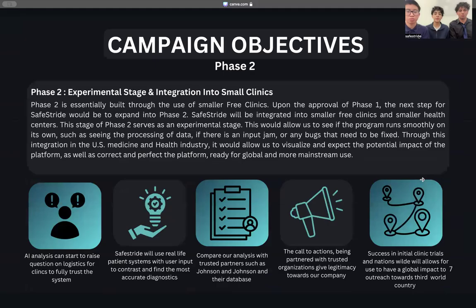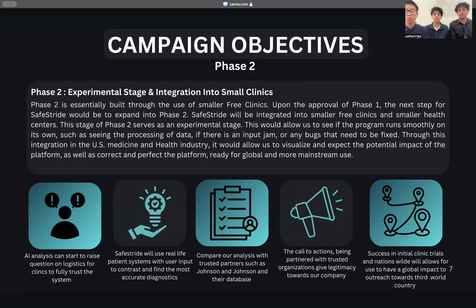Campaign objectives. Phase 2. Phase 2 is an experimental stage as well as integration into small clinics. Phase 2 is essentially built through the use of smaller free clinics. Upon the approval of Phase 1, the next step for SafeStride would be to expand into Phase 2, which is integrated into smaller free clinics and smaller healthcare centers. This stage of Phase 2 serves as an experimental stage.